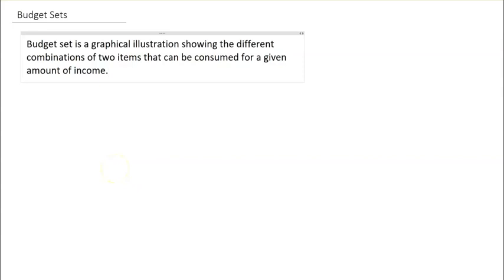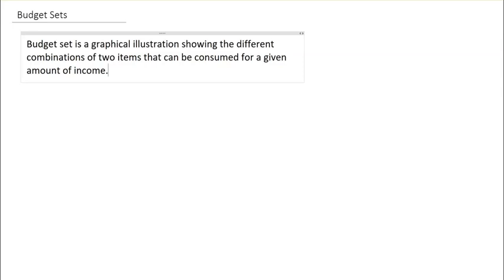So in short, the definition of budget set is basically a graphical illustration of different combinations of two items that we can consume for a given amount of income. So what this tells us is that if we are given a certain amount of income, we can basically see, using the budget set, what are the different quantities of each of the two items that we can consume.